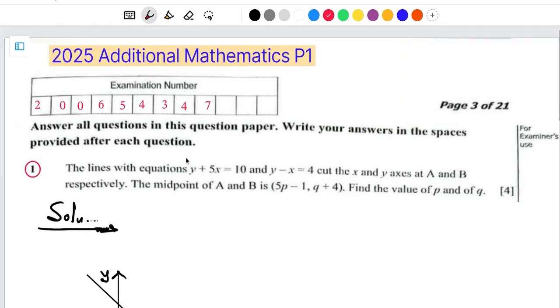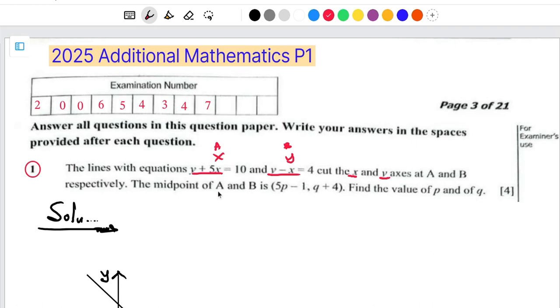Alright, so let's look at this Additional Mathematics Paper 1, a paper written in 2025. The question says the lines with equations y + 5x = 10 and y - x = 4 cut the x-axis and y-axis at A and B respectively. So the equation for x is this one, and the equation for y is this one, and this represents A and this represents B. That is one thing you have to know here.